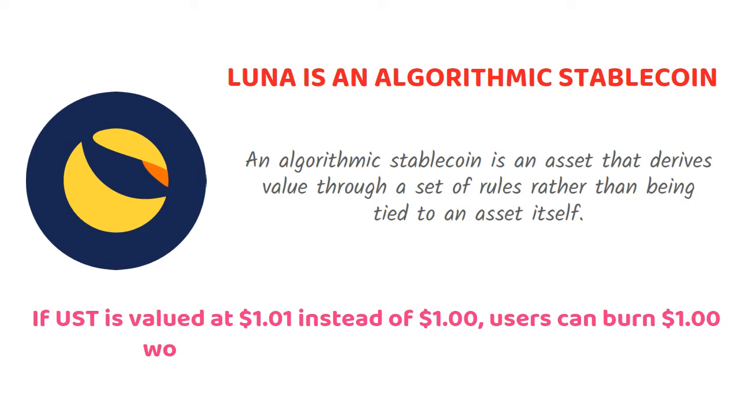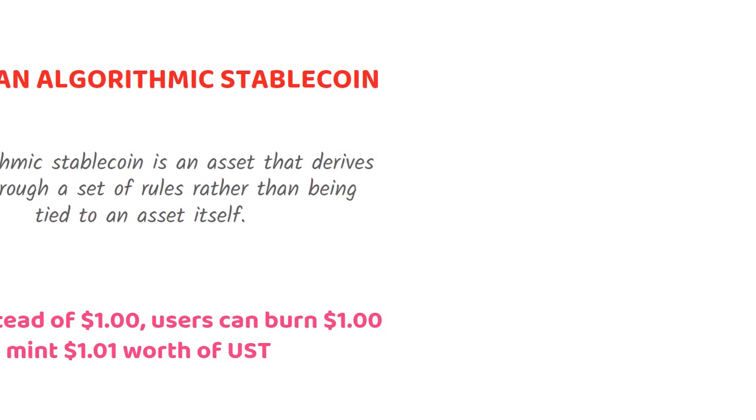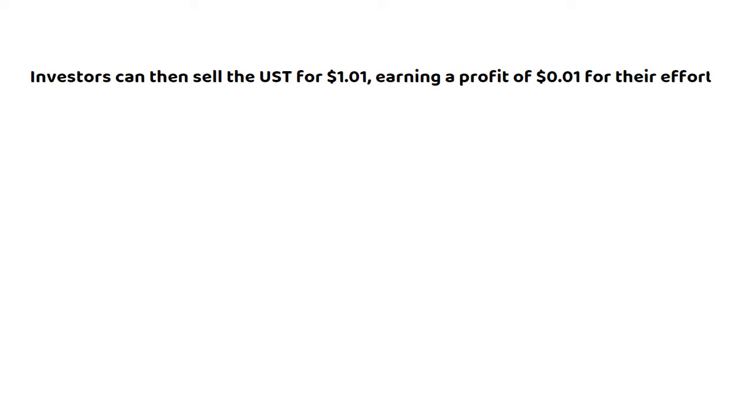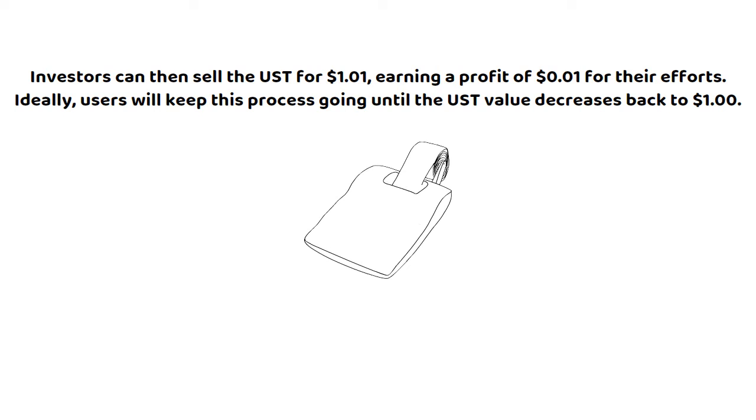Essentially, if UST is valued at $1.01 instead of $1, users can burn $1 worth of Luna to mint $1.01 worth of UST. Investors can sell UST for $1.01, earning a profit of $0.01 for their efforts. Ideally, users will keep this process going until the UST value decreases back to $1.